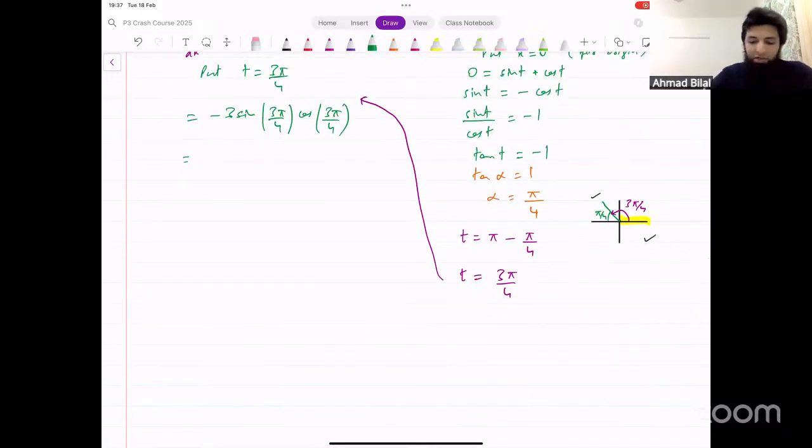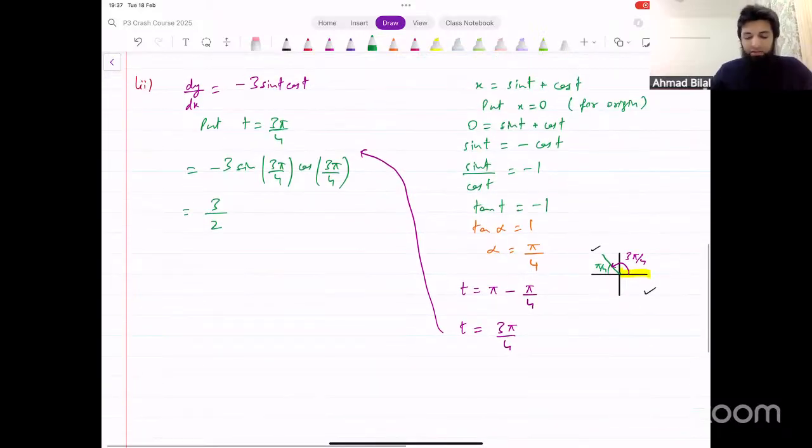What do we get from this? They don't want an exact answer. That means working is not important. You can write down the answer directly. What's this? It will be root 2 over 2 times root 2 over 2. That's 2 over 4, 1 over 2, and then negative with that, 3 over 2, right? Is it 3 over 2? 1.5, yeah. So it turns out to be 1.5. That's the gradient that we were looking for. This is the gradient at the origin. Make sense? At the origin, the value of t was 3 pi over 4. We found that first, and then we just put that value in that equation to find that gradient.